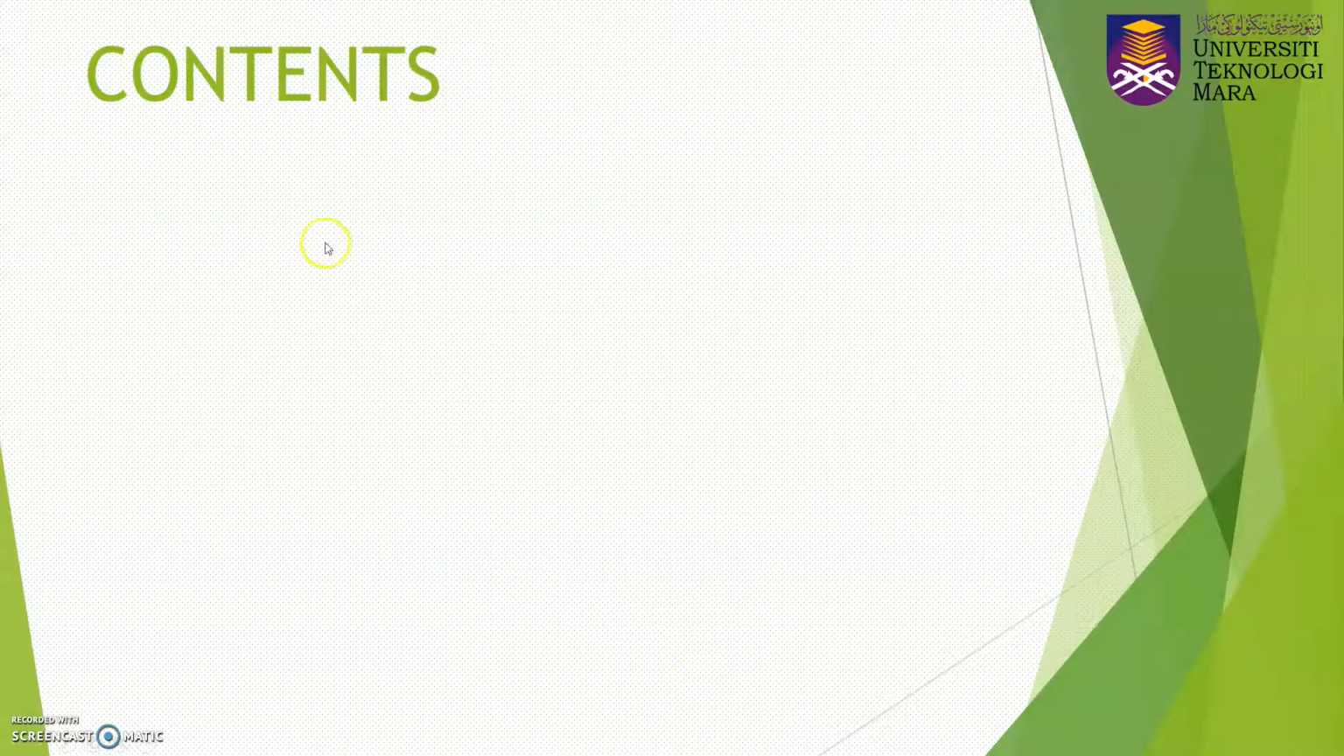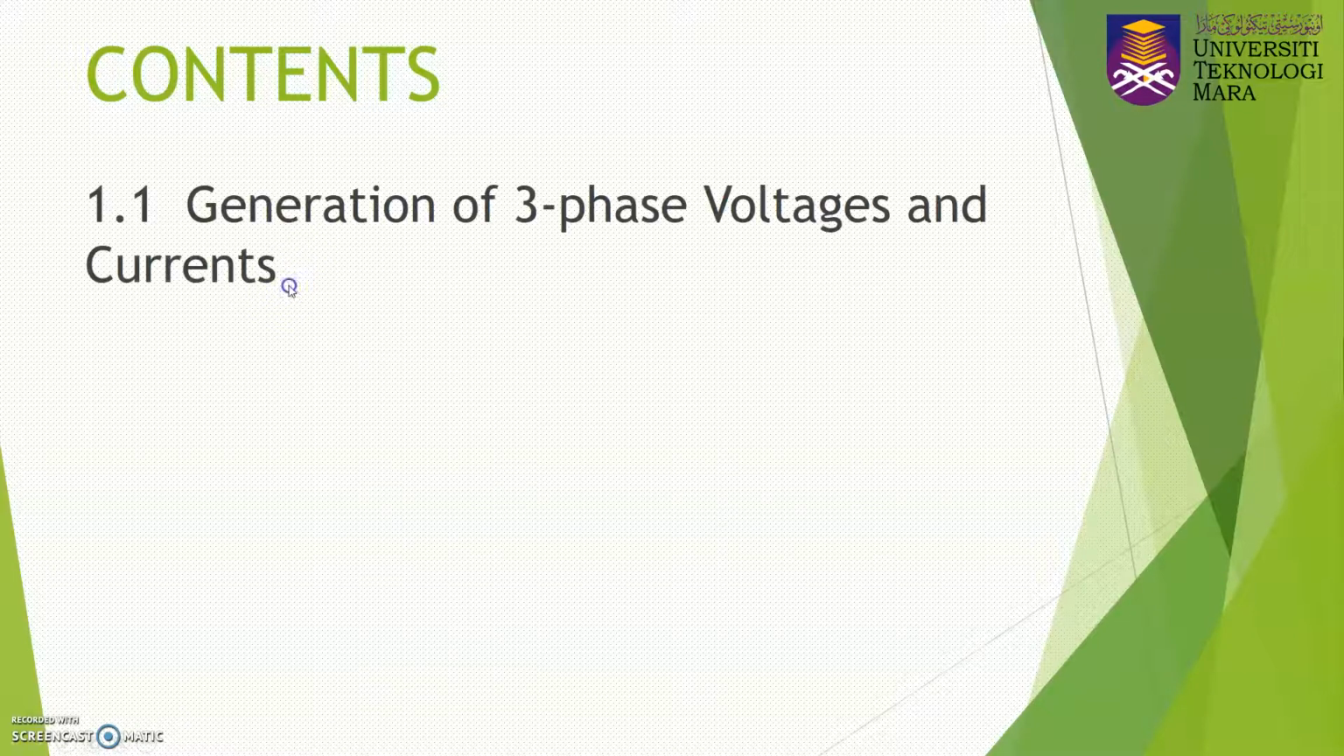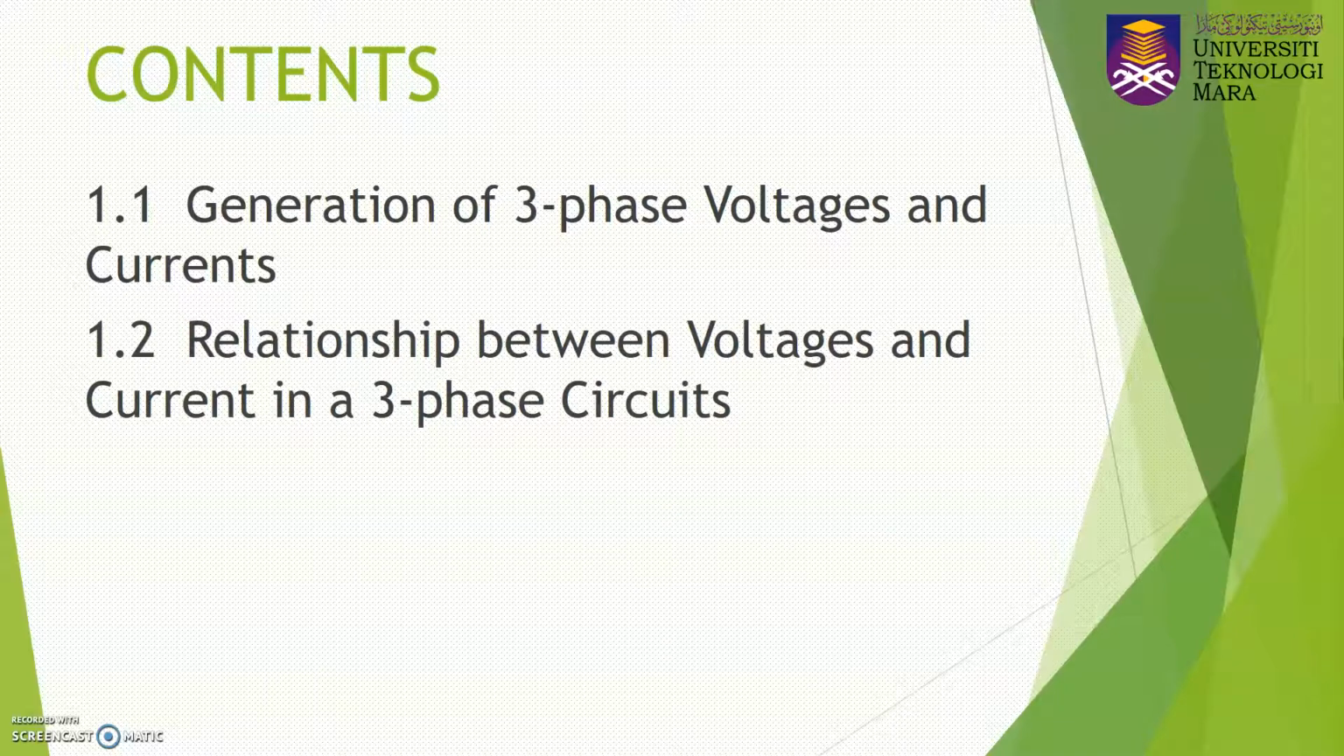The list of contents that we are going to cover in this video includes the following. First of all, we are going to see the generation of the three-phase voltage and currents. We will see in detail what three-phase voltage and currents are, why we need the generation, and how to generate the three-phase voltage and also the current. Next, we are going to see the relationship between voltage and current in three-phase circuits. We will see the difference between V line-to-line and V phase, and also current line-to-line versus current phase.